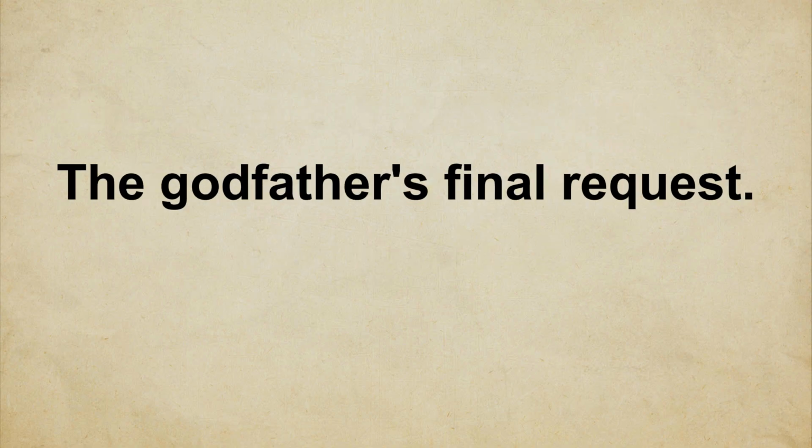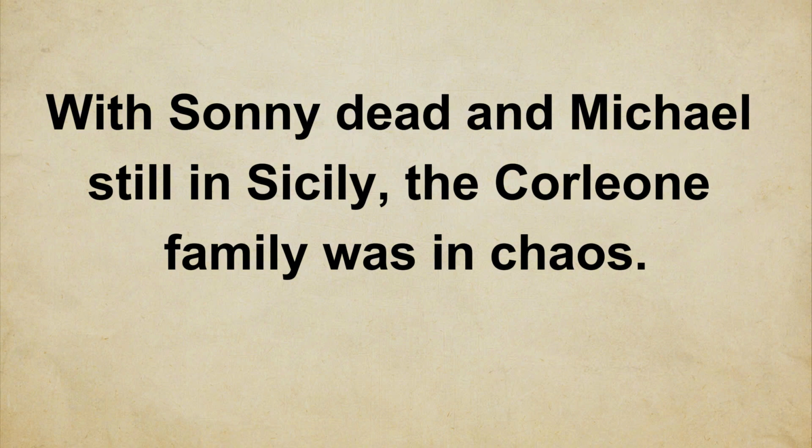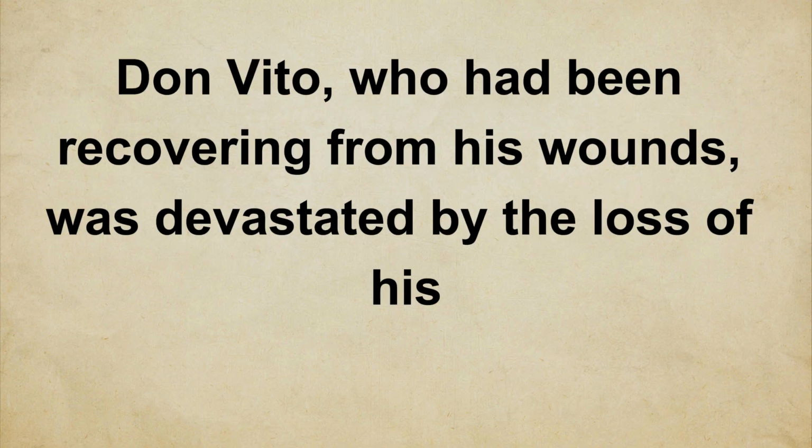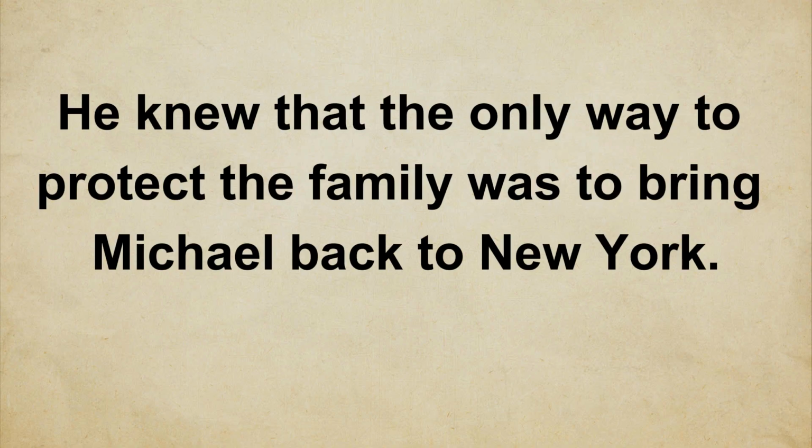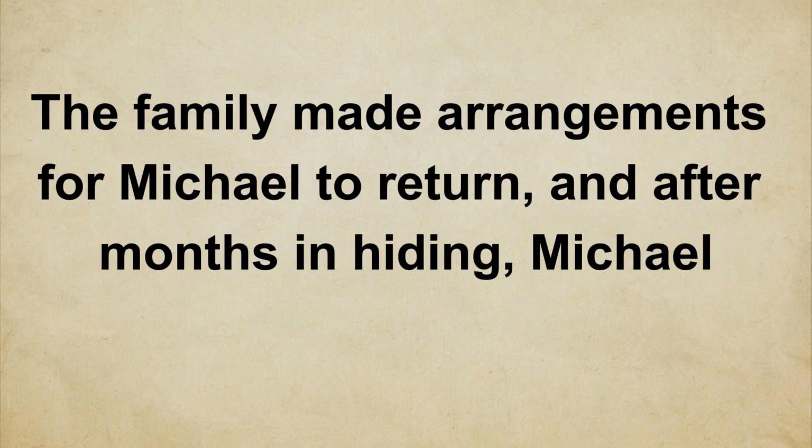The Godfather's final request. With Sonny dead and Michael still in Sicily, the Corleone family was in chaos. Don Vito, who had been recovering from his wounds, was devastated by the loss of his eldest son. He knew that the only way to protect the family was to bring Michael back to New York. The family made arrangements for Michael to return, and after months in hiding, Michael came back home.